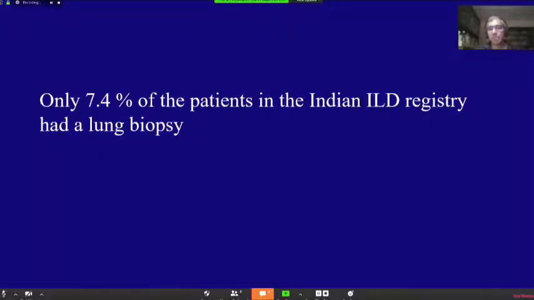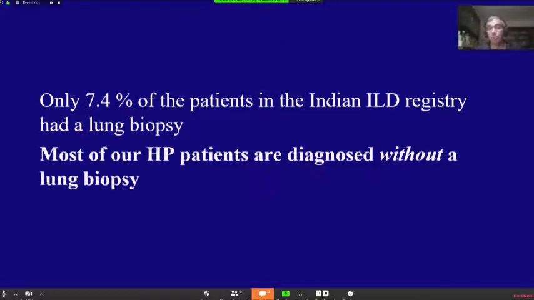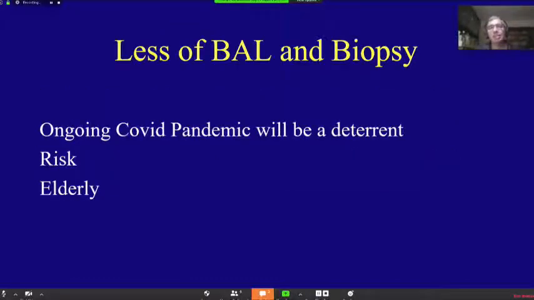So putting that in perspective, we also have this fact that only 7% of the patients in the Indian ILD registry had a lung biopsy. And so most of our HP patients actually are diagnosed without a lung biopsy. And that's something that we need to remember. And Syed very elegantly showed how his MDT was useful in the absence of lung tissue. And we will have to, I think, look at that.